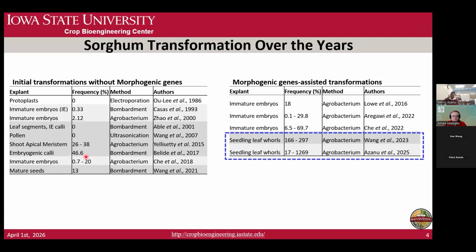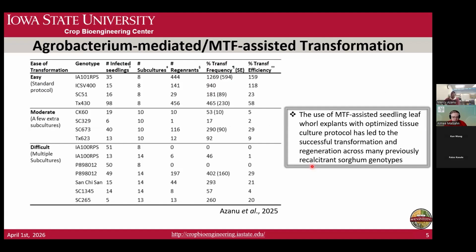Now, if you compare the first table to this, you realize that most of the transformation frequencies range from 0 to less than 100%. But then with the use of morphogenic transcription factors with immature embryos, they had regeneration as high as 69.7%. And recently, with the report of seedling leaf whorl explants, there are reports which are over 100% to as high as 1,000%, as we have reported in our recent manuscript.